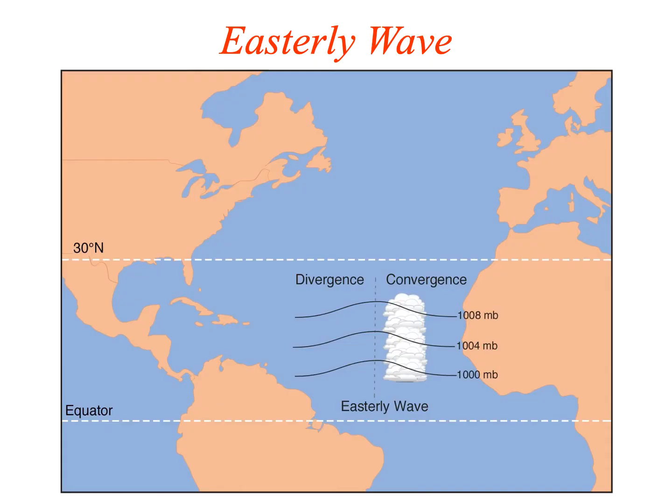So here's a typical location of these easterly waves. This would be late summer, early fall. It's in the Atlantic Ocean, and this can generate an Atlantic hurricane during these months.